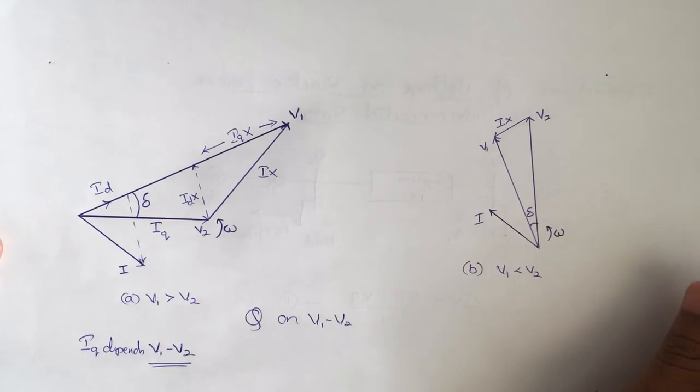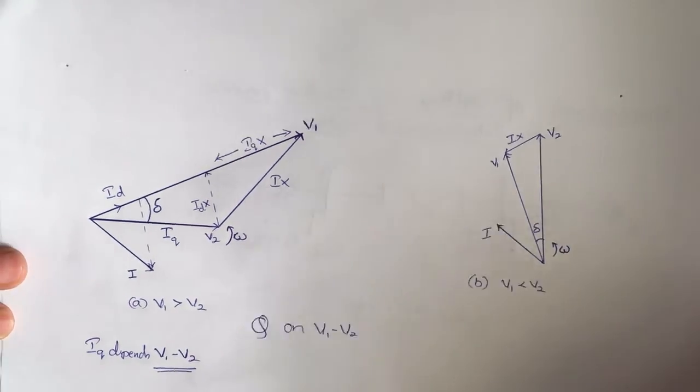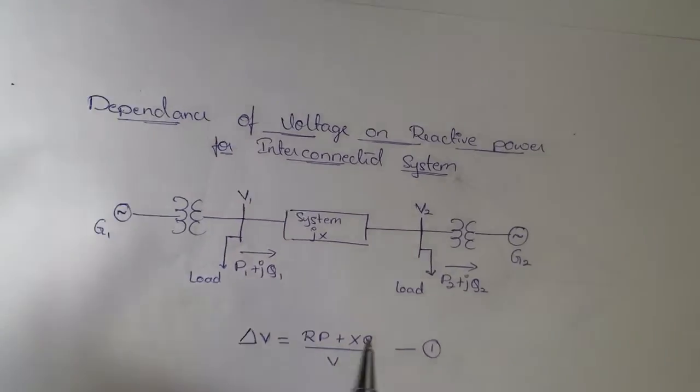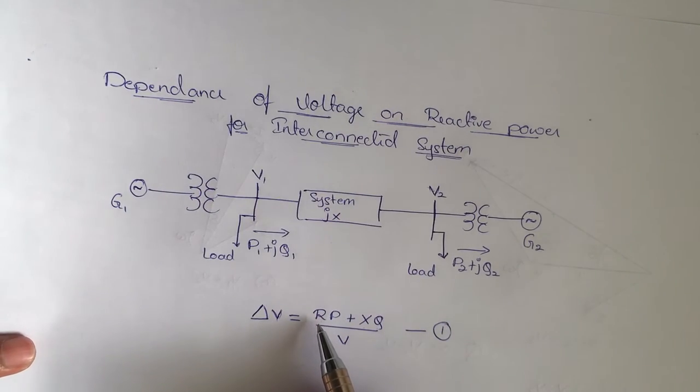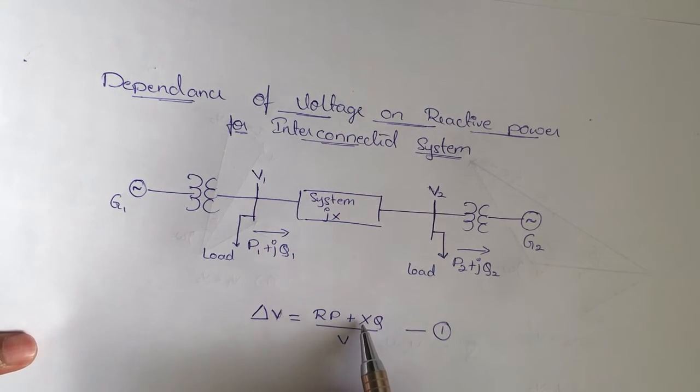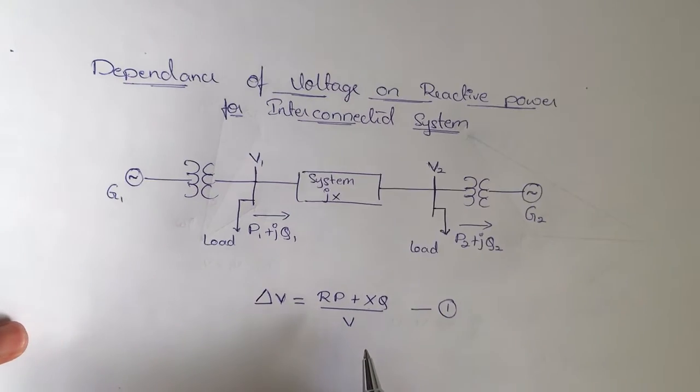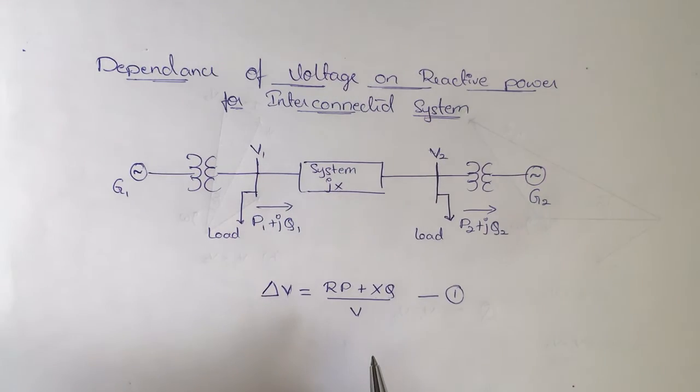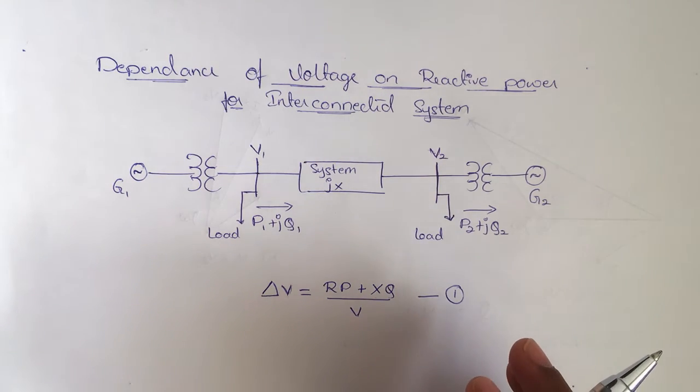And from equation 1 we can see, if the value of R is very much smaller than X, as we discussed earlier, these two operations are independent of each other.